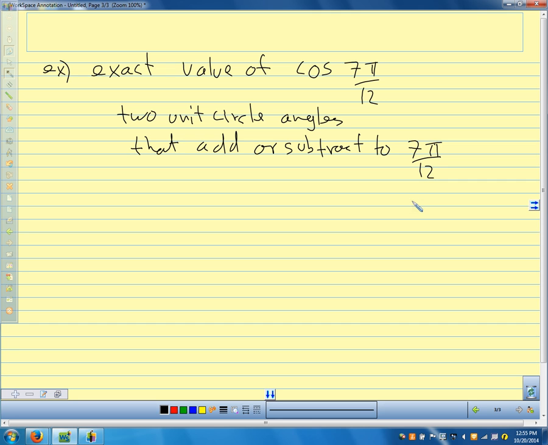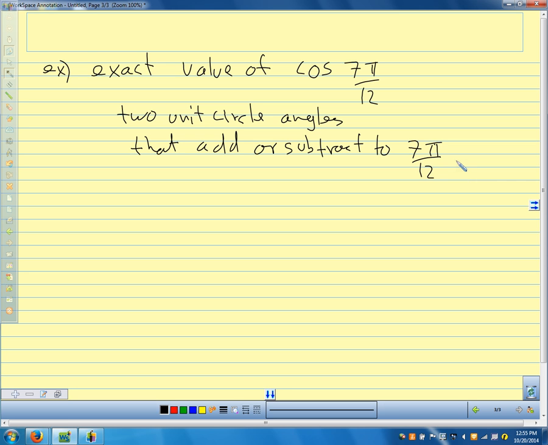All right, so when we find a common denominator of 12, all of our unit circle angles have some kind of fraction. And when we find a common denominator, we're multiplying one fraction by the denominator over the denominator of the other side. So essentially what we're looking for here is two numbers that multiply to 12 and add to 7. So what would that be?